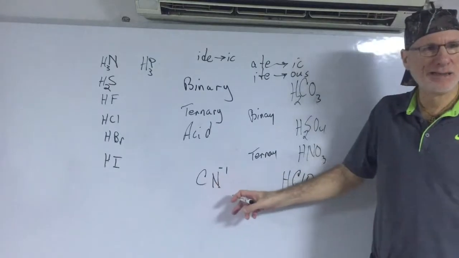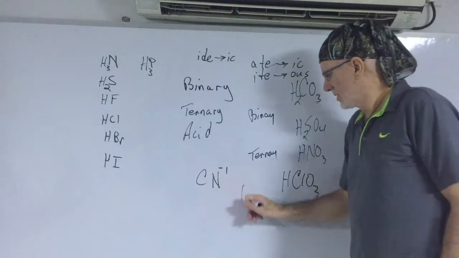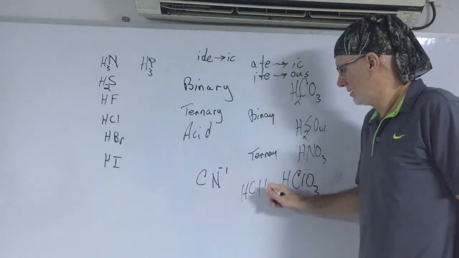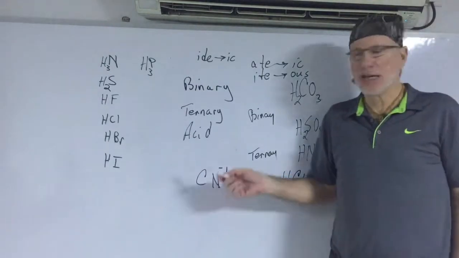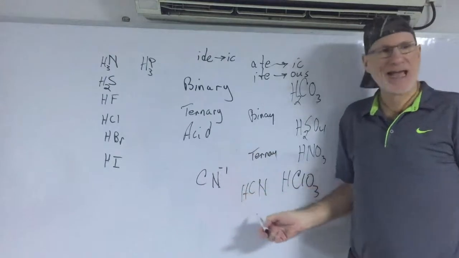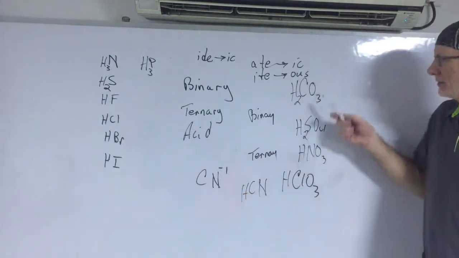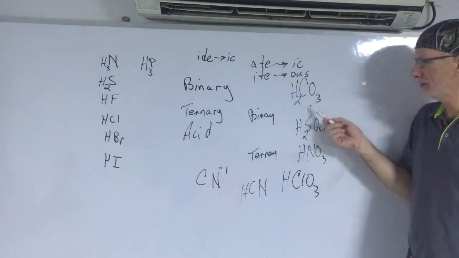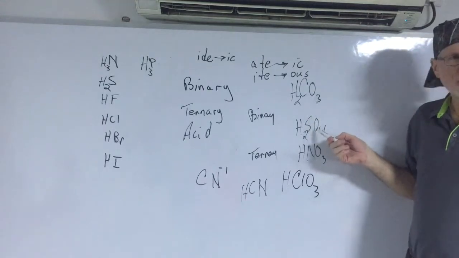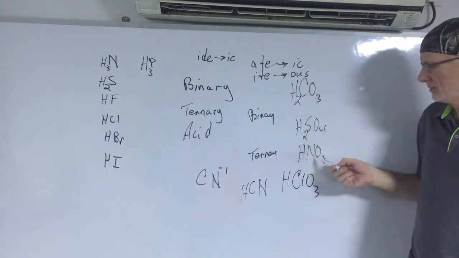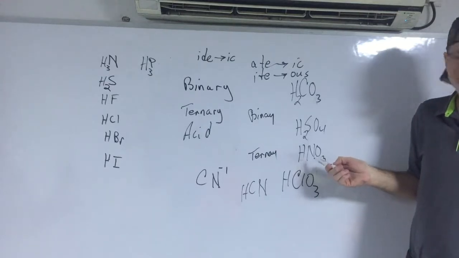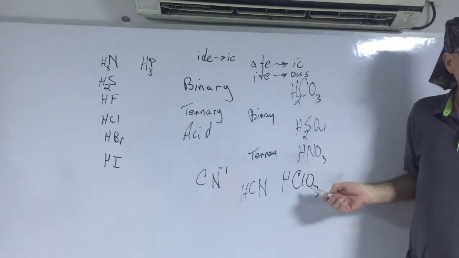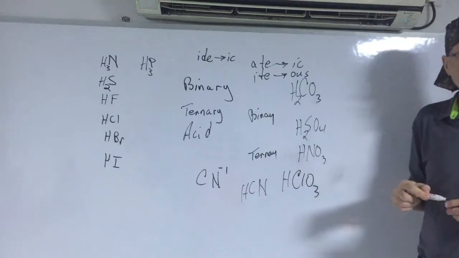That's cyanide. You ever hear of cyanide? Yeah. So HCN. All right. So you name it. That's cyanide, but ide becomes ic. So cyanic acid. That's carbonic. Ate gives ic. Sulfate, sulfuric, nitrate, nitric, chlorate, chloric. Easy? Okay.